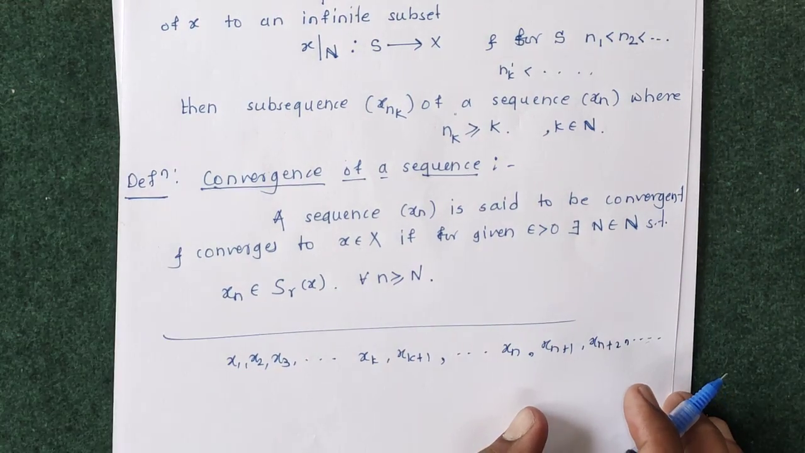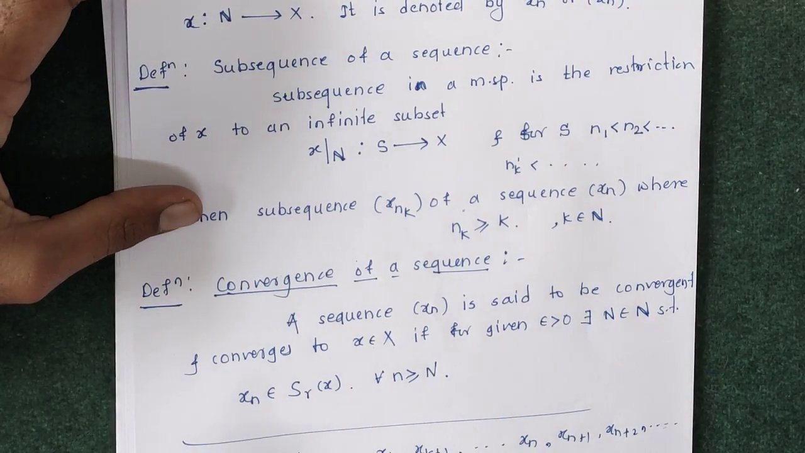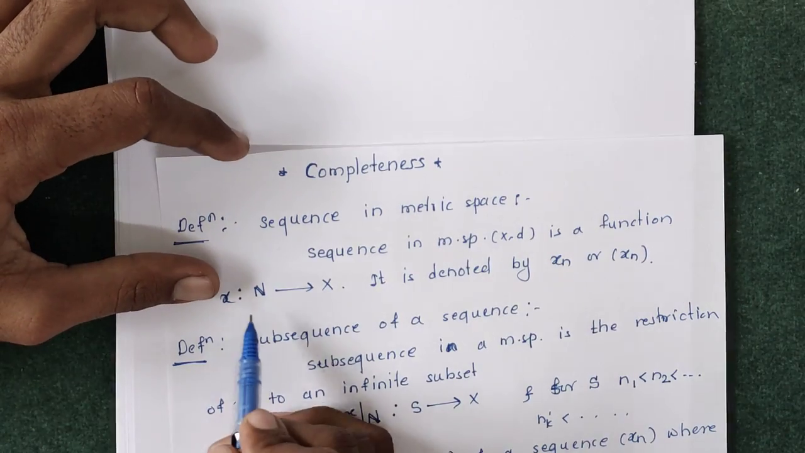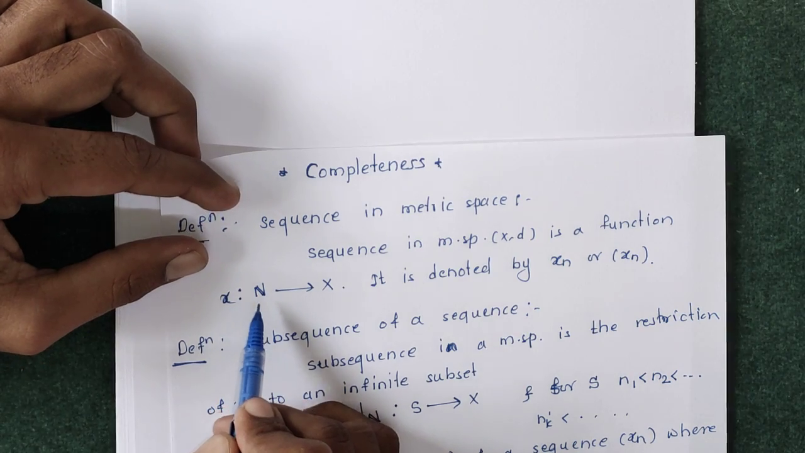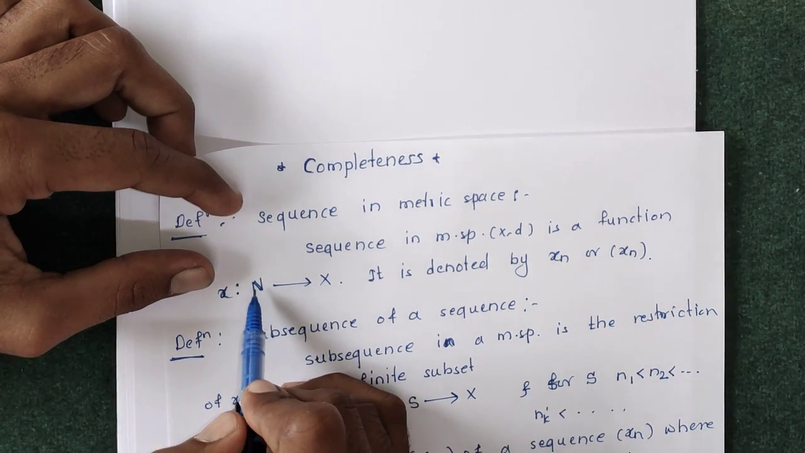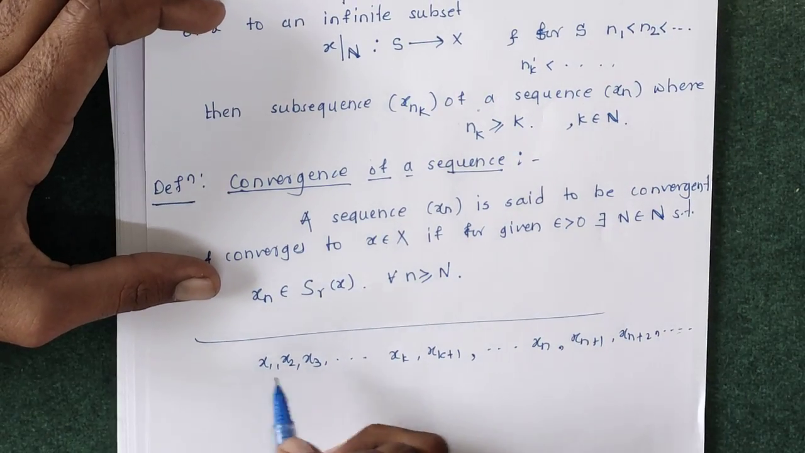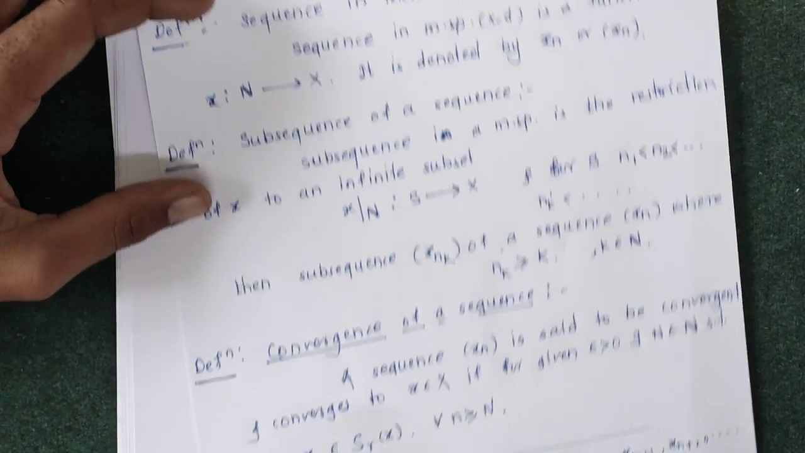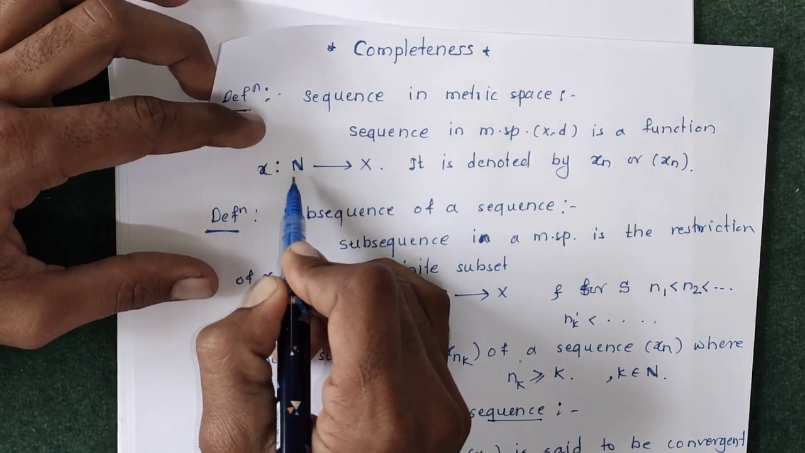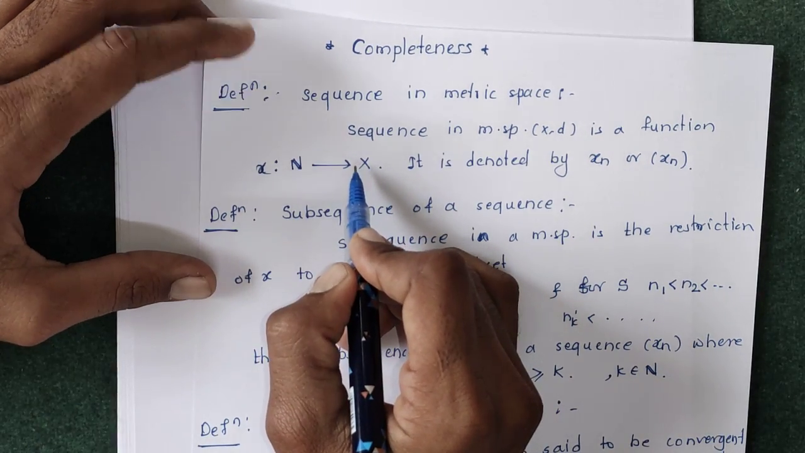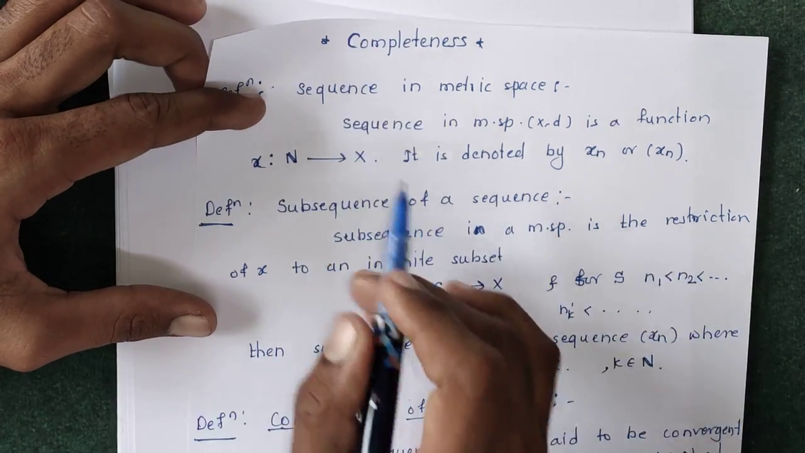Sorry, here n is infinite, the set of natural numbers is infinite. X1 means when we apply x on 1, which is an element of the natural numbers, 1, 2, 3, 4 and so on are the elements of natural numbers. If we apply x on 1, then we get x1 and that x1 is in the metric space X. Similarly, if we apply x on 2, then we get x2 in metric space X, d. Similarly, for 3, if we apply x, then x3 is an element of this metric space X.